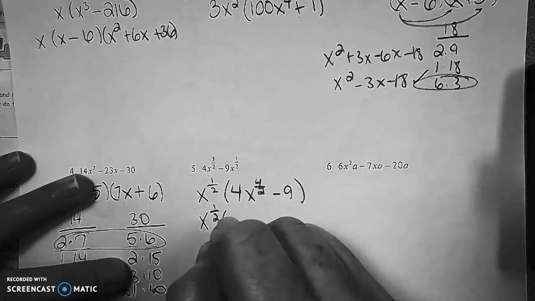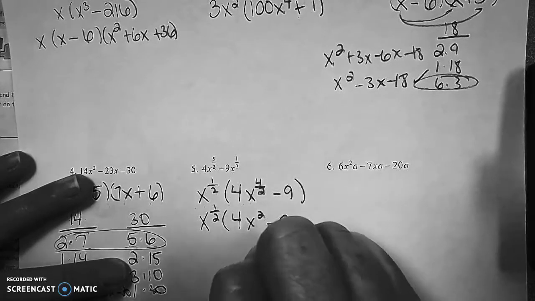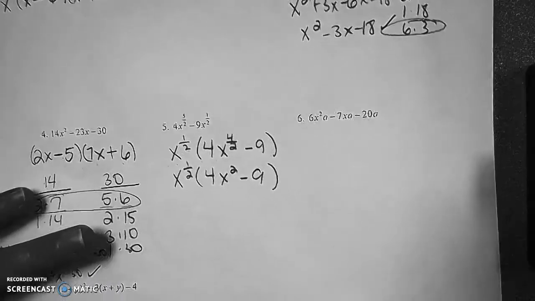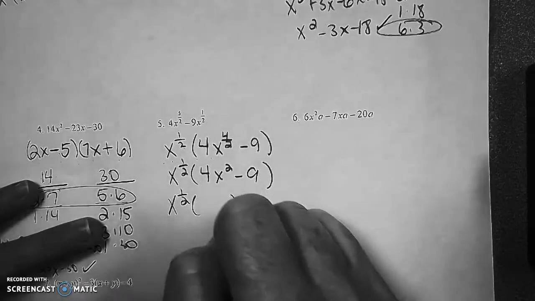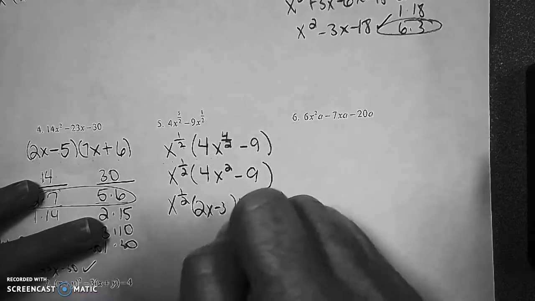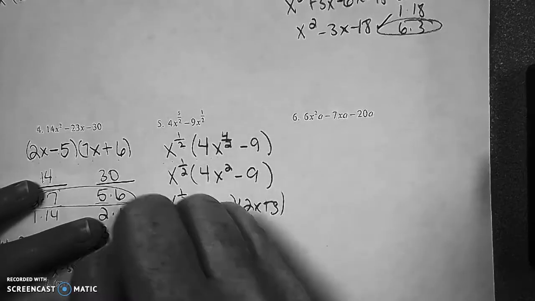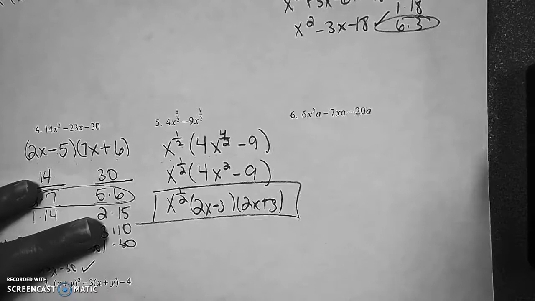Well, I know that 4 over 2 can be written as 2. And then I look and say, oh, I have a binomial where everything's a perfect square, and I have a difference. And so this is a difference of perfect squares. And there we go.